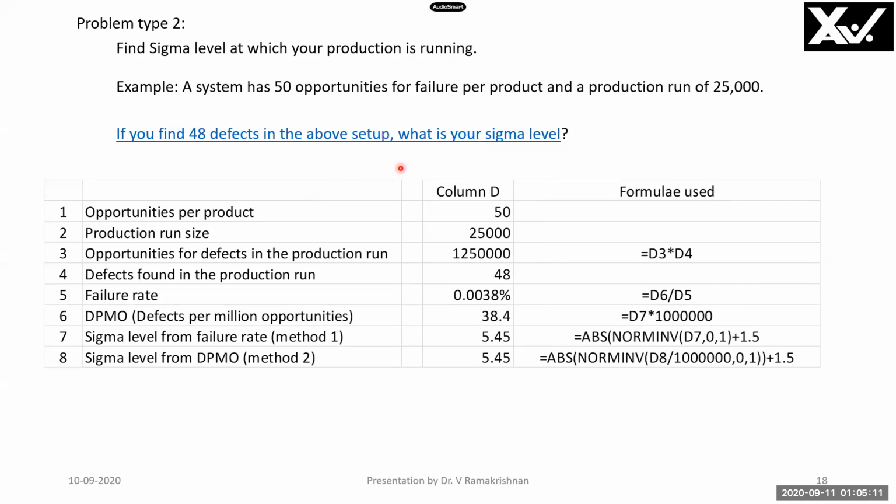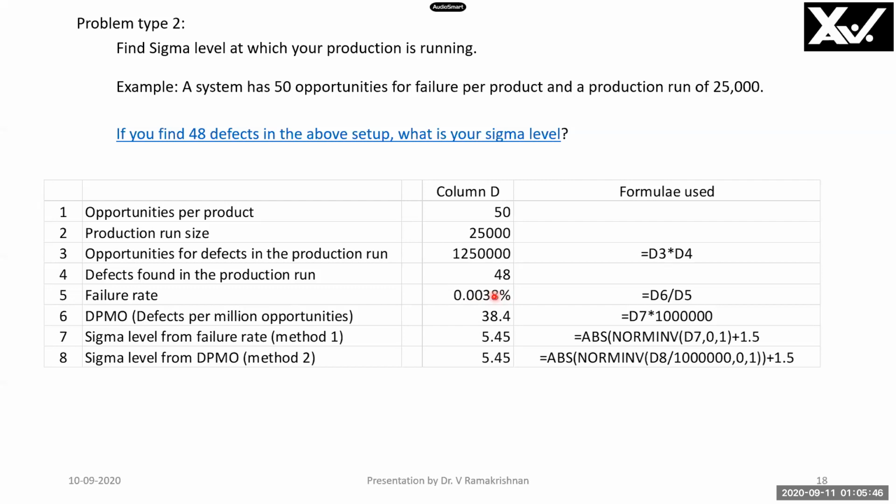In the previous problem, we fixed the sigma level and found out the defects. Now we are fixing the defects. See, opportunities per product is 50. Production run size is 25,000. Total opportunities for defects in the production run is 12 lakh 50,000, right? This is obtained by multiplying 50 by 25,000. Defects found in the production is 48. Failure rate is nothing but 48 by 12 lakh 50,000, which is 0.0038%.